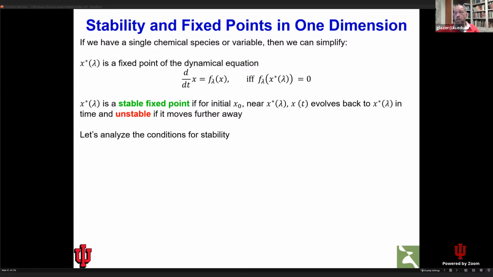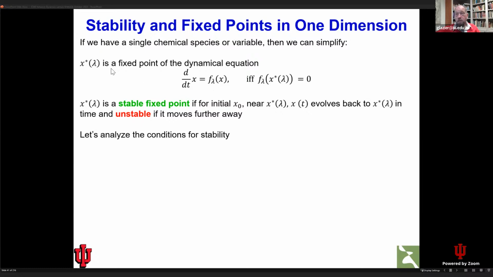So let's start with something much simpler: suppose we only have one chemical species. In general, for biology, that's not very interesting, but for the mathematics, we want to do the simplest case first. So we'll say dx/dt is equal to some function of x. We can always write it that way. And we're going to assume to begin with that there's only one parameter. There could be more.